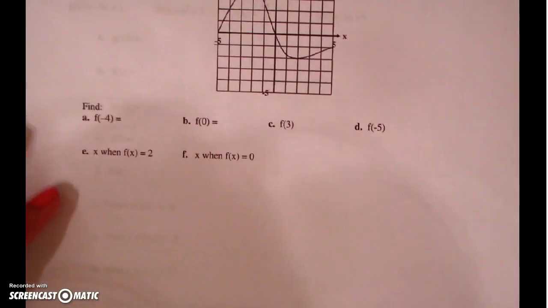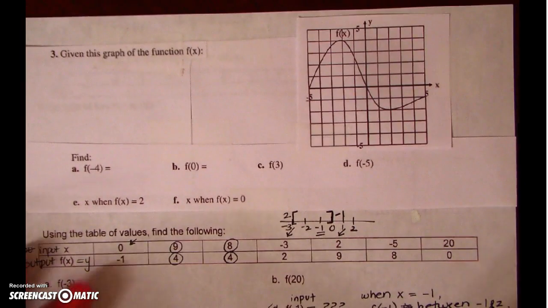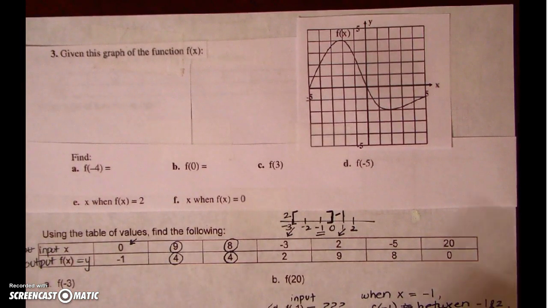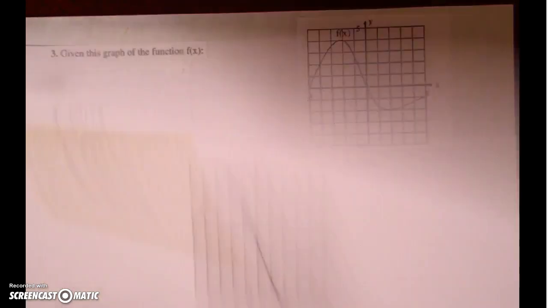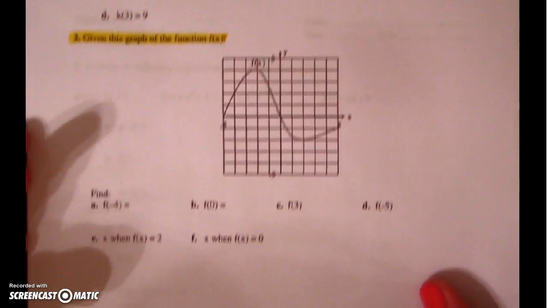If you guys turn, I know that this is kind of out of order. I put it on the top for you, okay? It says given this graph of the function, find f of -4, f of 0, and so on.